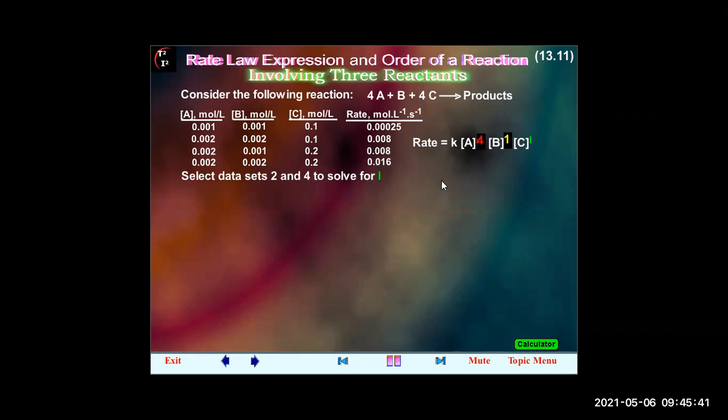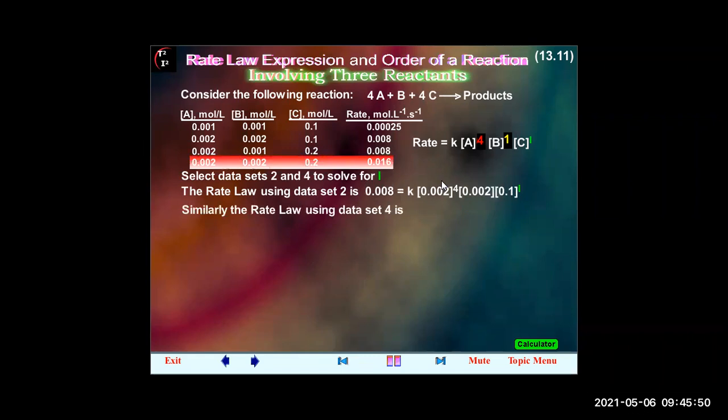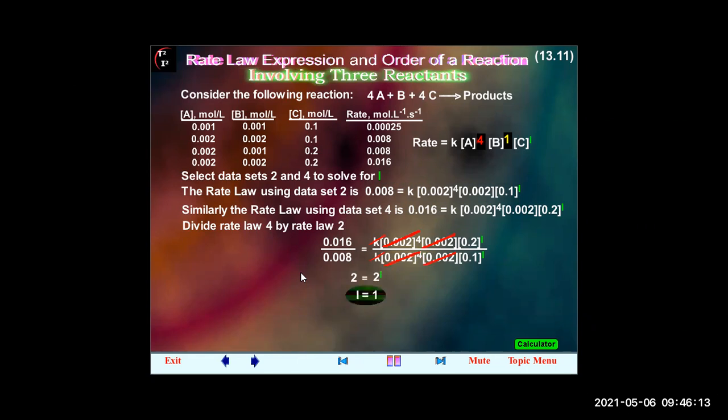Select data sets 2 and 4 to solve for L. The rate law using data set 2 is. Similarly, the rate law using data set 4 is. Divide rate law 4 by rate law 2. Two is equal to 2 to the power L. L is equal to 1.